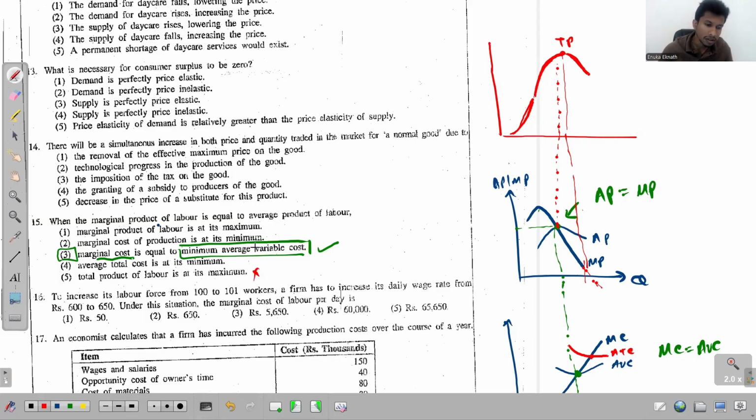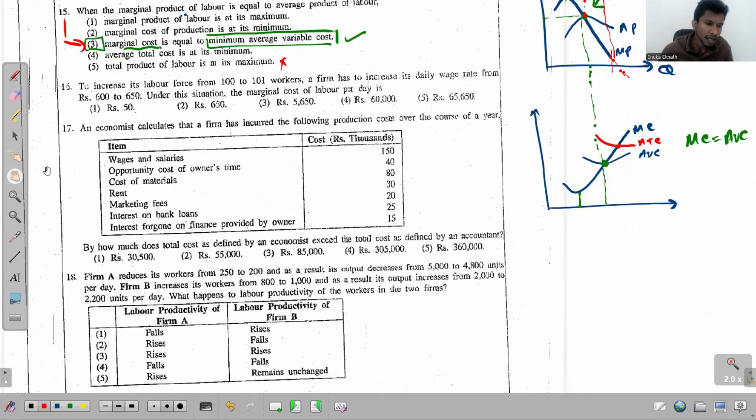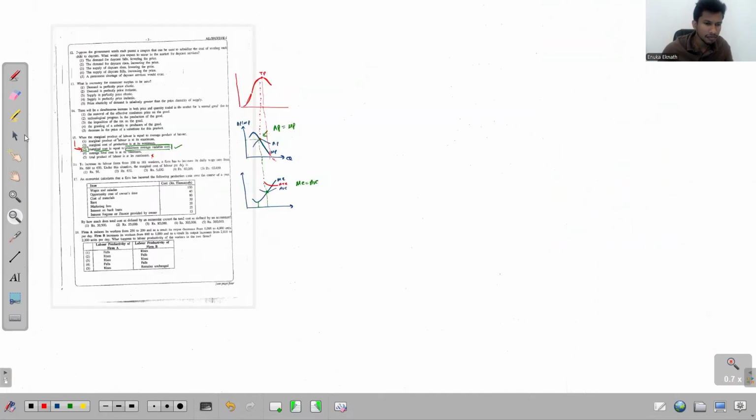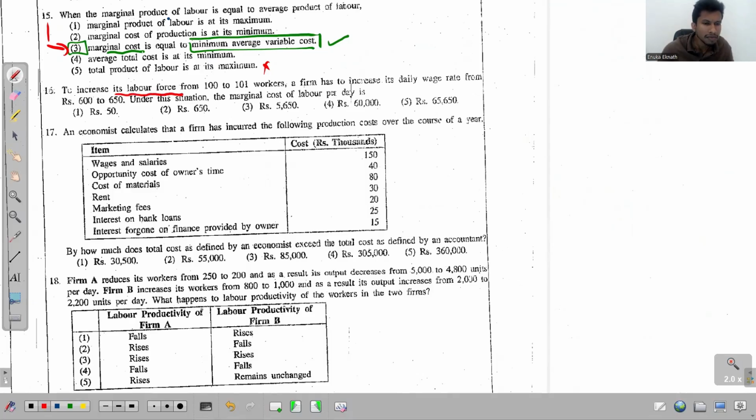Even this is wrong then. So the answer for this question 15 is the third one. Look at this 16th question. To increase its labor force from 100 to 101 workers, okay, the labor inputs, right? They are trying to increase this labor input from 100 to 101.